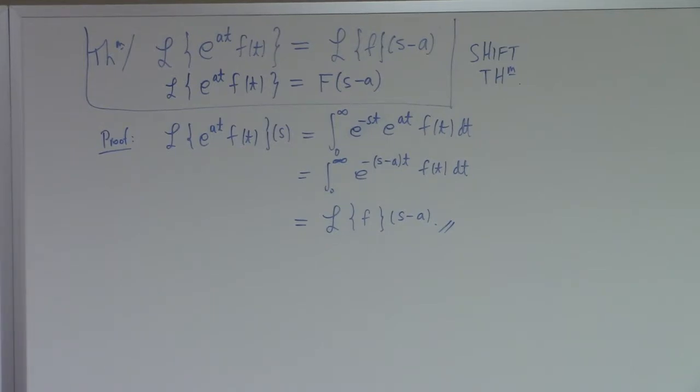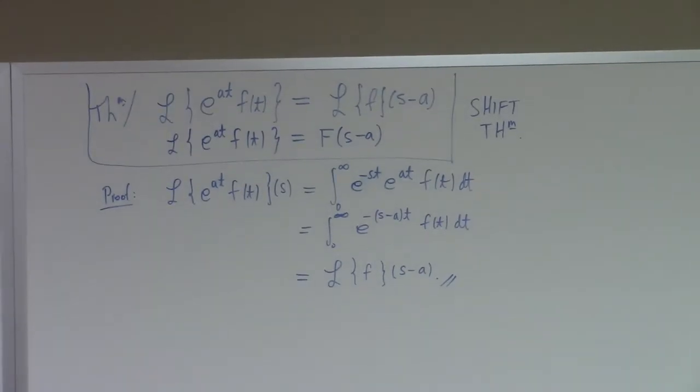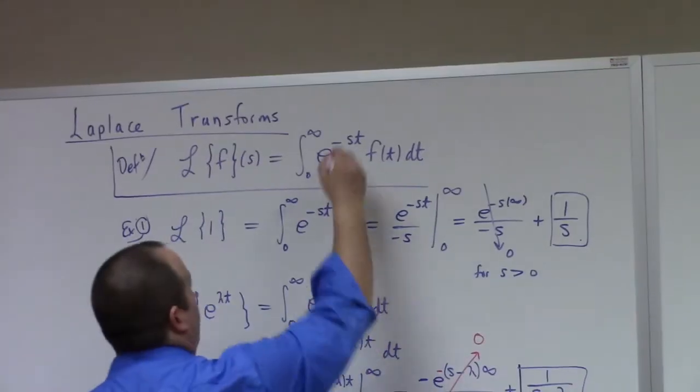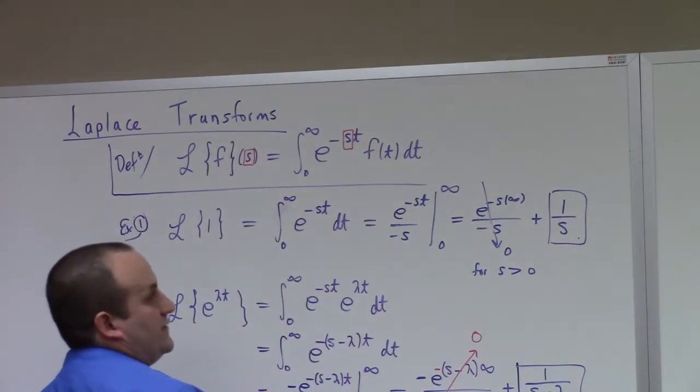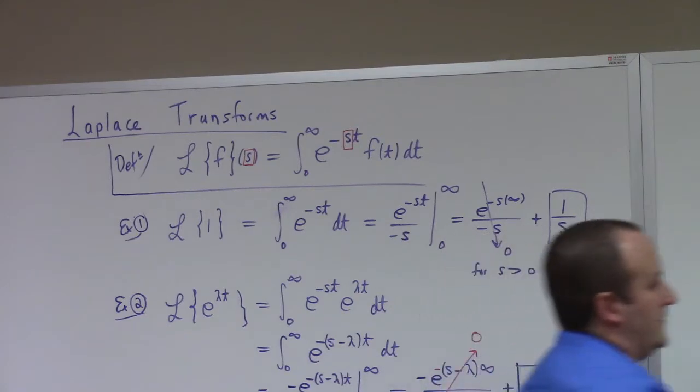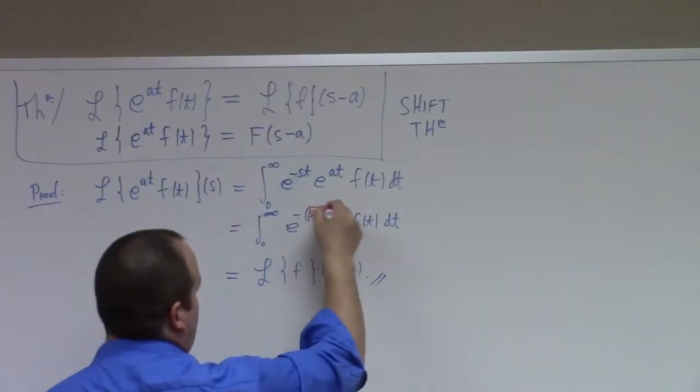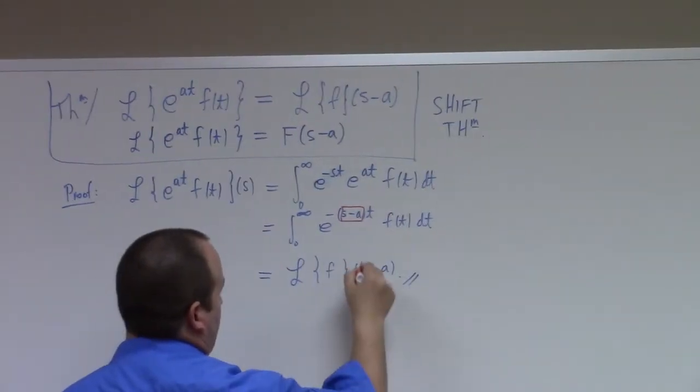Just replace s with s minus a, you can see it, right? Definition of Laplace transform, whatever goes here goes here. So I'm saying over here, I have s minus a, right?